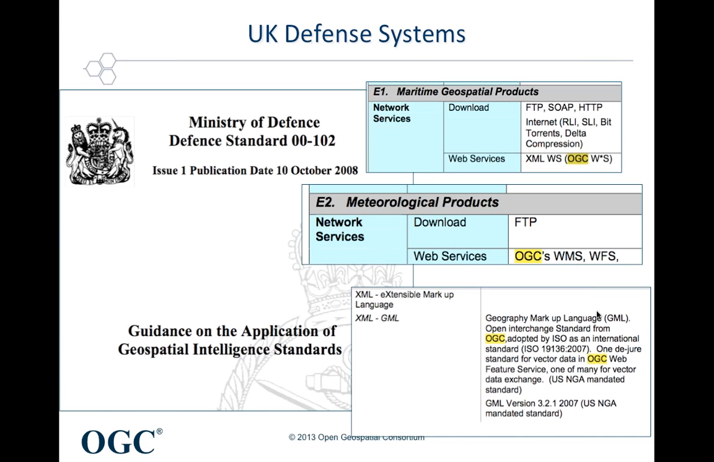This is another example from the UK. There is a guidance on application of the Spatial Intelligence Standard that provides the details of how data, based on different domains, should be registered and made available. In this case, for maritime geospatial products, it talks about using OGC WMS, WFS, the W-star-S stack of OGC standards, and also what type of web services can be used to publish meteorological products.